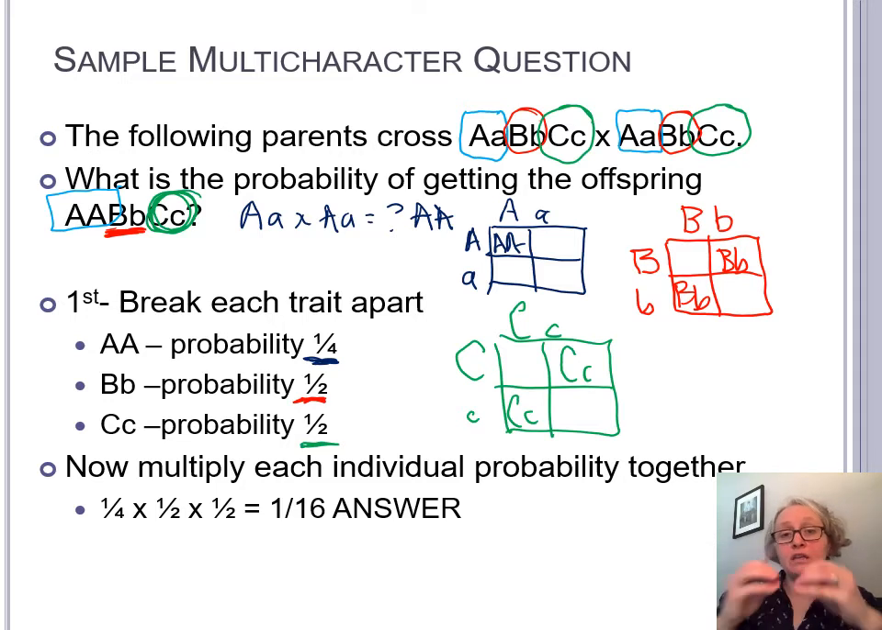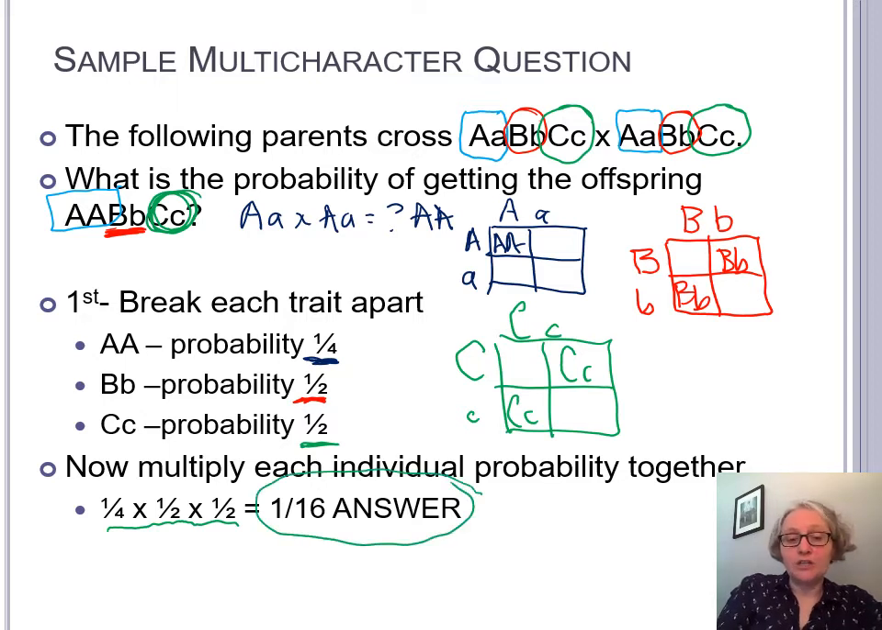So what you've done is you've taken this very complex problem and you've broken it up into individual traits. From here, because of the rules of probability, what we can do is we can multiply all of these numbers together. 1/4 times 1/2 times 1/2 equals 1/16. If it's been a while since you've done multiplication with fractions, it's not as hard as you maybe think. You just go ahead and you multiply across the top, and then you multiply across the bottom. So 1 times 1 equals 1 times 1 equals 1. And then across the bottom, 4 times 2 is 8. 8 times 2 is 16.